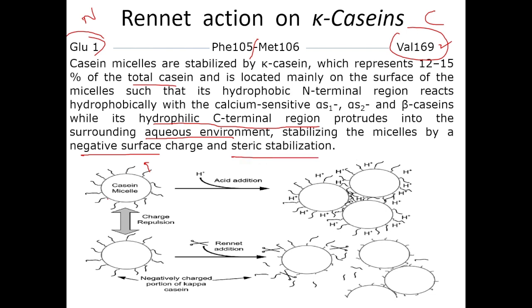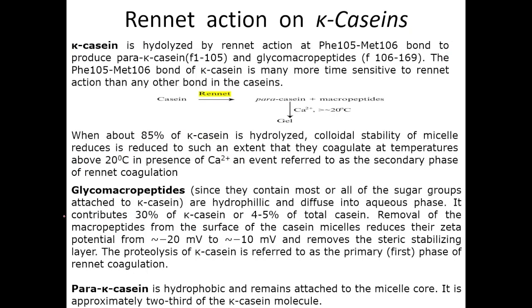So this is the meaning. If you see, just to give you an idea, the casein micelle is spherical in shape, and kappa casein protrudes from the casein micelle, while alpha S1, alpha S2, and beta casein are at the core of the casein micelle. Now, a very important reaction is that rennet always acts at position 105-106, the phenylalanine and methionine bond, producing para kappa casein.